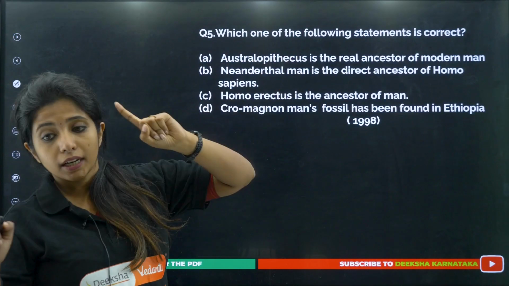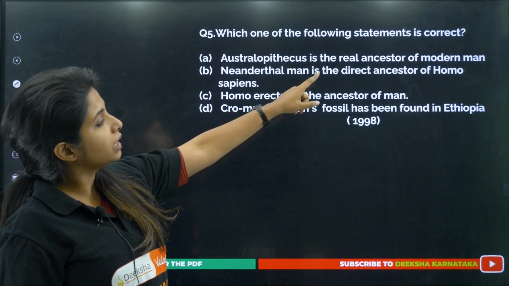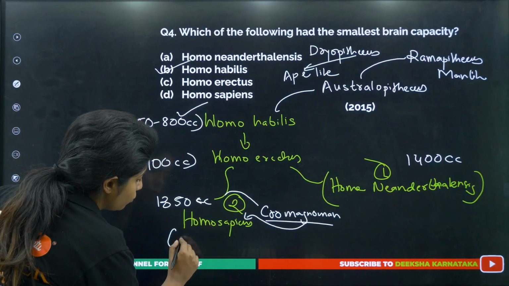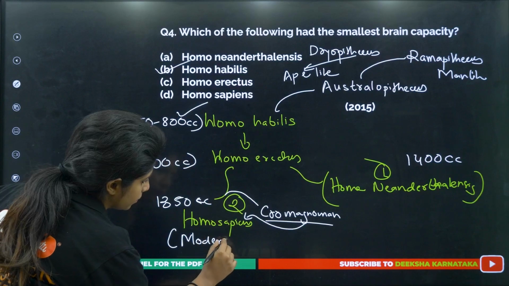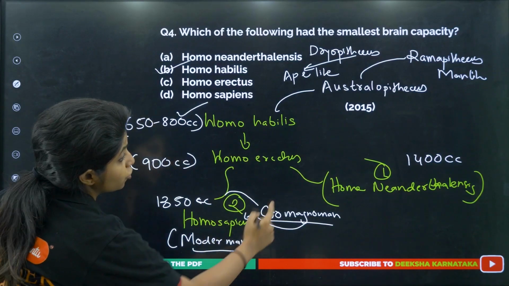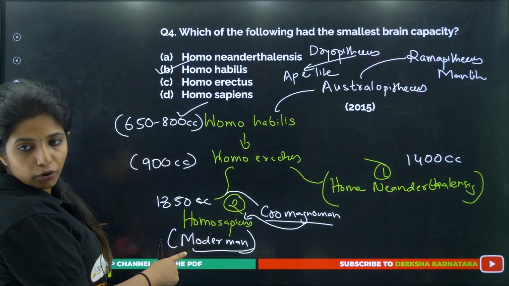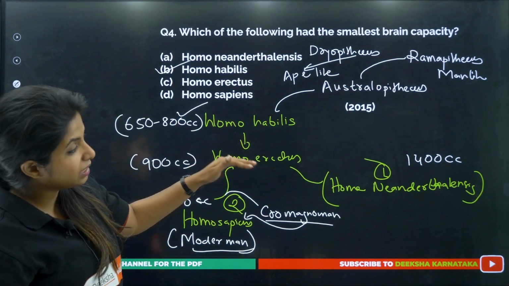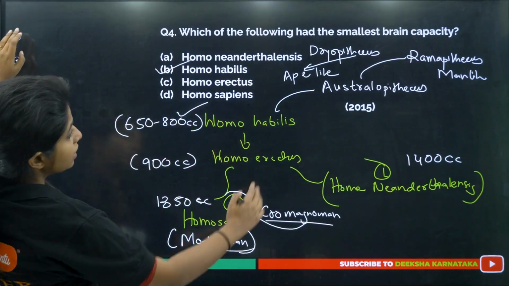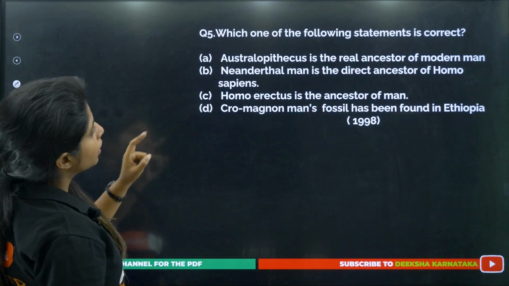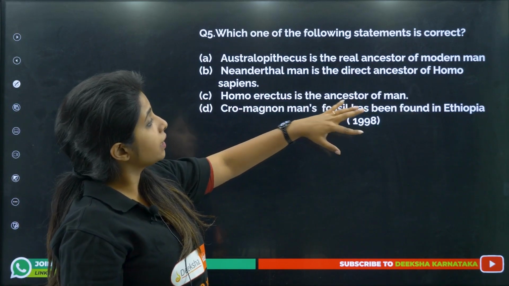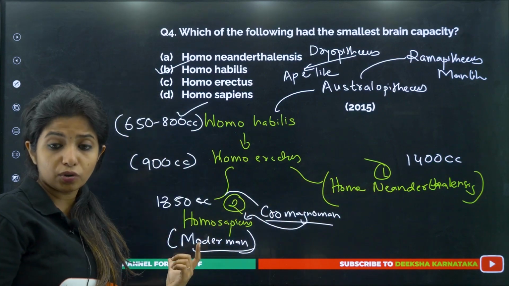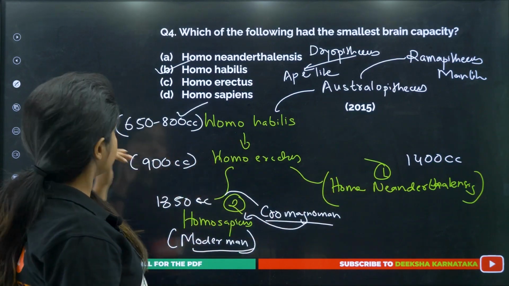Which one of the following statements is correct? Australopithecus is the real ancestor of modern man. No, children. Who is modern man over here? Homo sapiens is the modern man. Do you think Australopithecus is the ancestor of modern man? No, children. You need to find the nearest ancestor. It is somewhat true, but not exactly. Neanderthal man is the direct ancestor of Homo sapiens. No, it's not the direct ancestor.